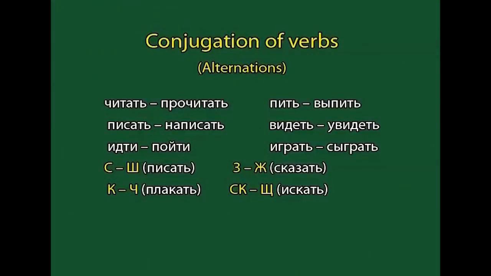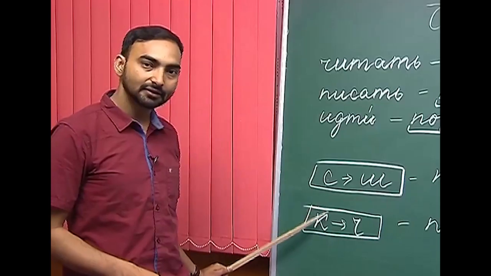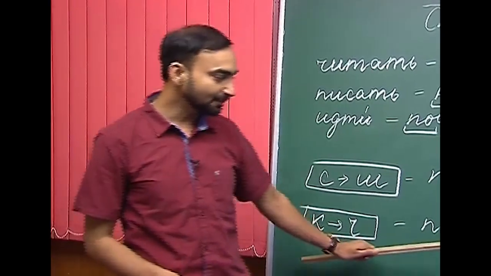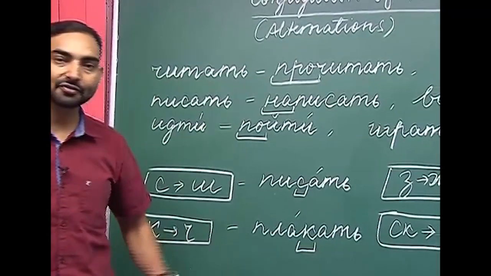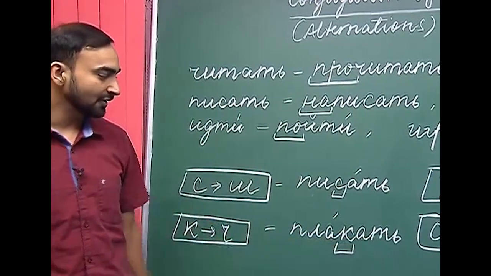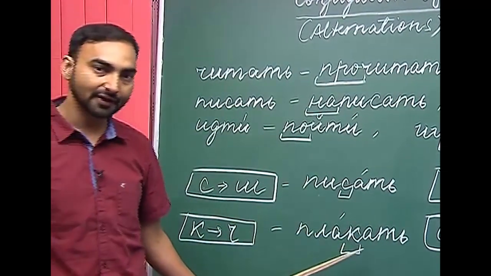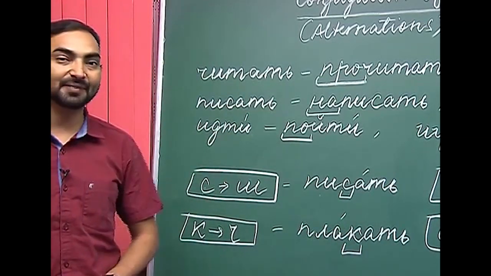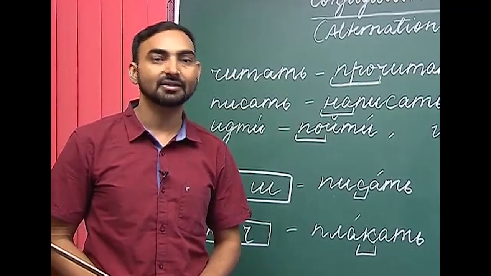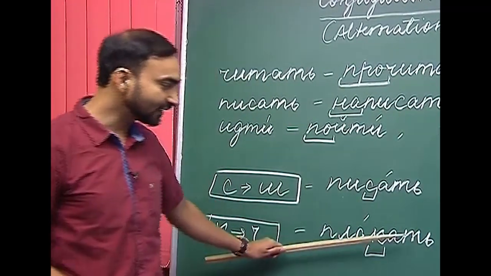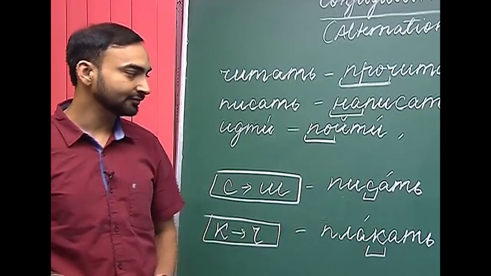The next alternation of consonants happens between the consonants k and ch. For example, plakat. Plakat is to cry or to weep. So, how do you conjugate plakat? We will not use k in the conjugated forms, we will use ch. Ya plachu, ti plachish, onana plachet, mi plachim, vi plachite, ani plachut. So, this is how we conjugate plakat.